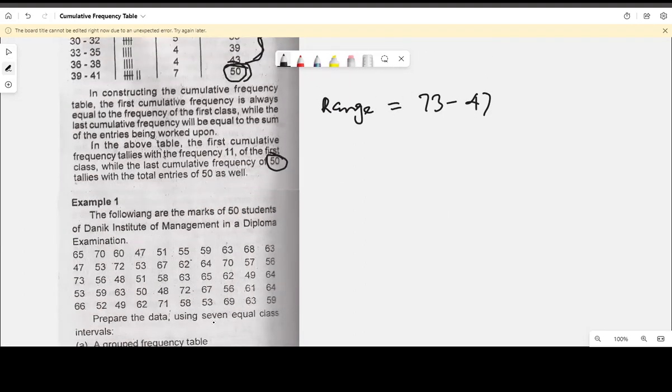So prepare the data using 7 equal intervals. That is the instruction given to us. We want to divide this by 7 because we want to use 7 equal interval classes. So 73 minus 47 divided by 7 is approximately 3.71. We need to round this up, and it will round to 4. Meaning in each interval, we should have 4 units or 4 entries.